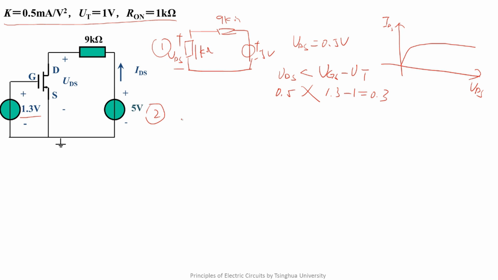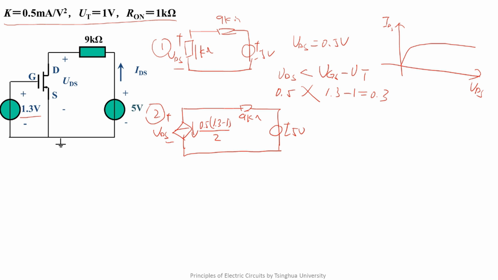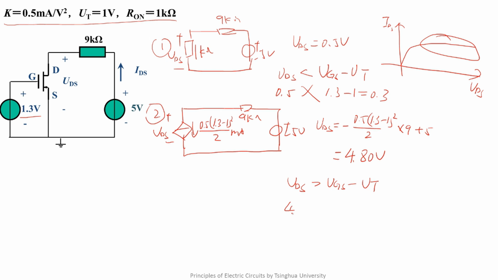Next, we assume that it is a nonlinear voltage-controlled current source. The controlled variable is 0.5 times (1.3 minus 1) squared over 2 milliampere. Similar to the previous analysis, UDS is equal to minus 0.5 times (1.3 minus 1) squared over 2 times 9 plus 5. It is 4.8 volts. In this region, its condition is that UDS needs to be relatively large. So UDS is greater than UGS minus UT. So here is 4.5. It is 1.3 minus 1 equals 0.3. So it is true. In lecture 45, we will use a similar condition to realize a small signal amplifier.